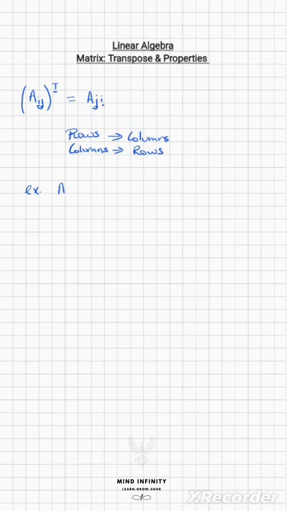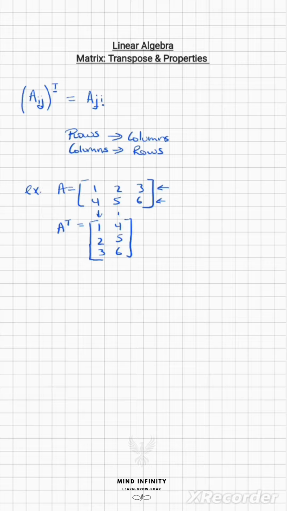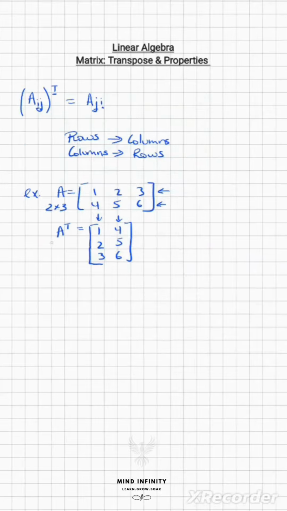Let's have an example. Let's say you have matrix A as 1, 2, 3, 4, 5, 6. The transpose matrix of it is 1, 2, 3. So the rows will become a column. And then here you will have 4, 5, 6. The second row becomes the second column. So a 2 by 3 now becomes a 3 by 2.